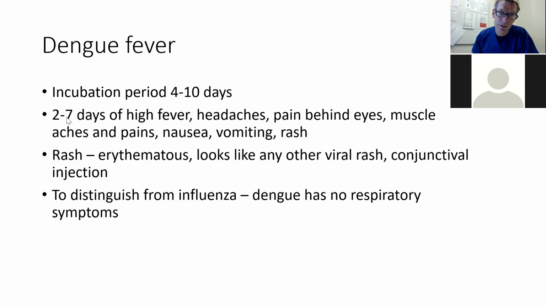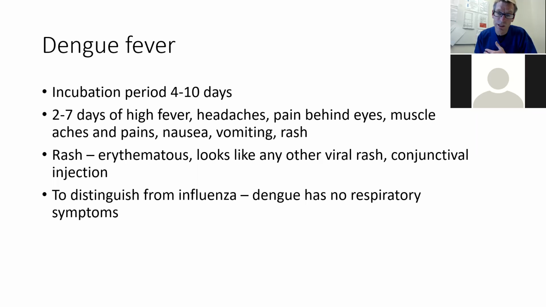There's usually, to start with, 2 to 7 days of high fever, and often children have headaches and pain behind the eyes, or muscle aches and pains. It can look very much like influenza. Sometimes they have a rash, and sometimes they have nausea and vomiting, so gastrointestinal features. So just, as I say, like a really bad case of influenza or a case of severe sepsis.